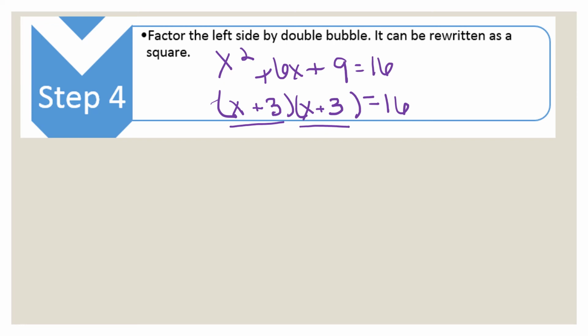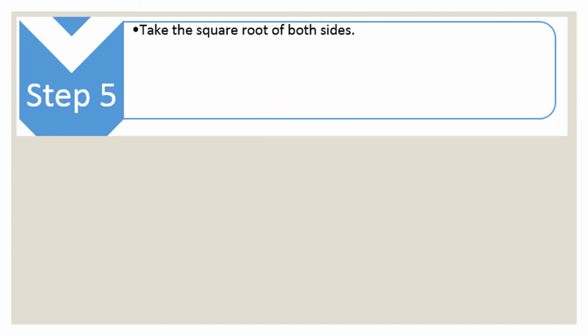So because these are exactly the same, I can rewrite this as a square because there's two of them that are exactly the same. And that's really what completing the square is all about. We're forcing it into that. But wait, there's more. We're not done. So right now we are at x plus 3 squared equals 16. And now what we're going to do is take the square root of both sides.